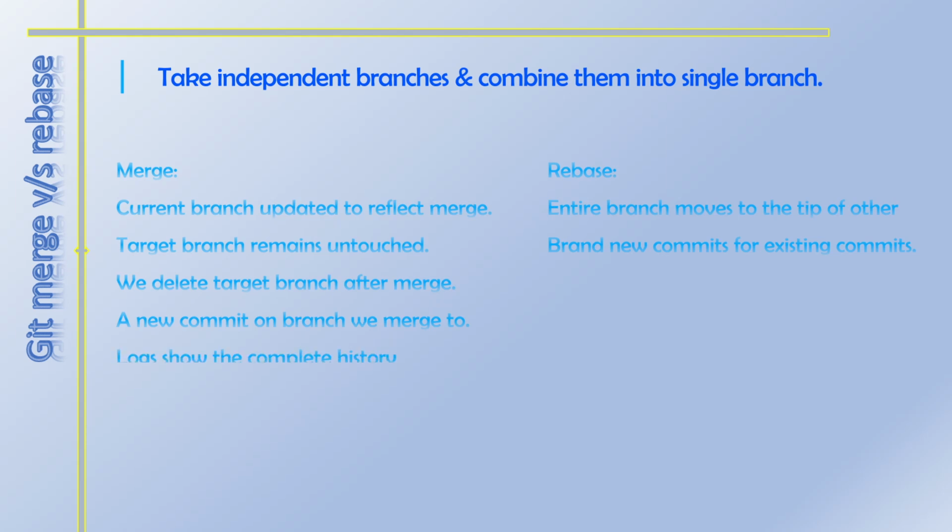Git merge logs will show the complete history of the merging of commits. But in case of git rebase, the logs are linear because the commits are rebased on top of another branch. All the commits on the feature branch will be rebased onto the master branch, the branch on which we are trying to rebase our feature branch, and the same number of commits will be added to the master branch.